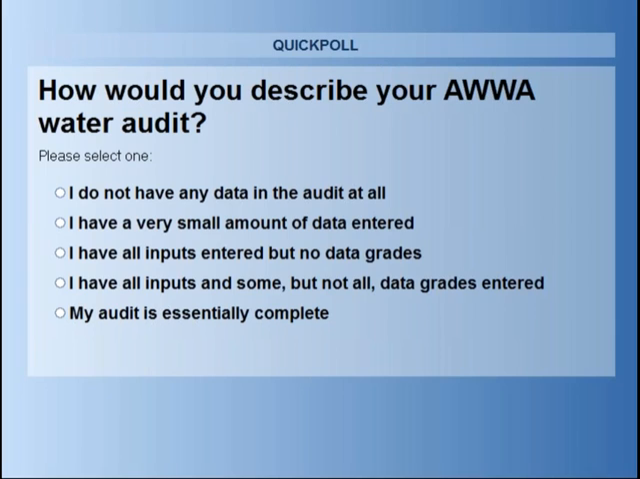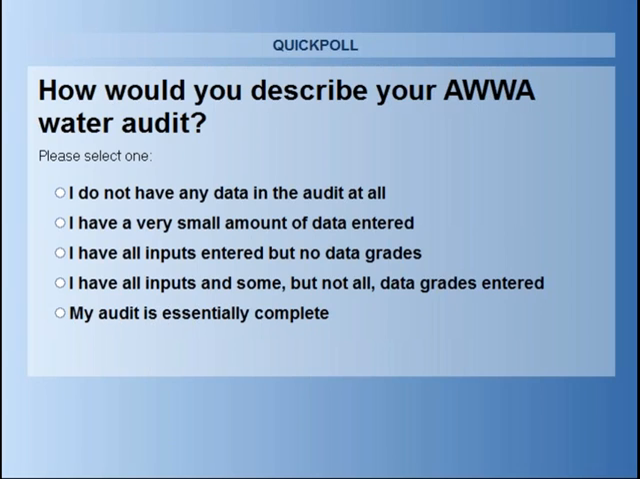So if you have not put any data into the audit at all, or you have a very small amount of data, you have some inputs entered but not the data grades, you have all the inputs and some but not all the grades entered, or your audit is essentially complete. So if you just take a moment to select the response that is most appropriate to you.